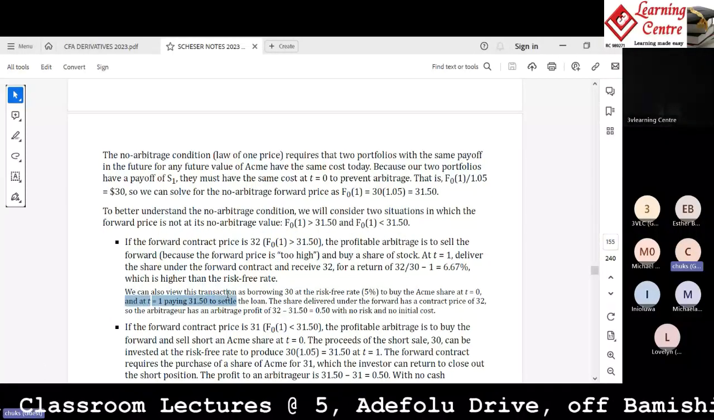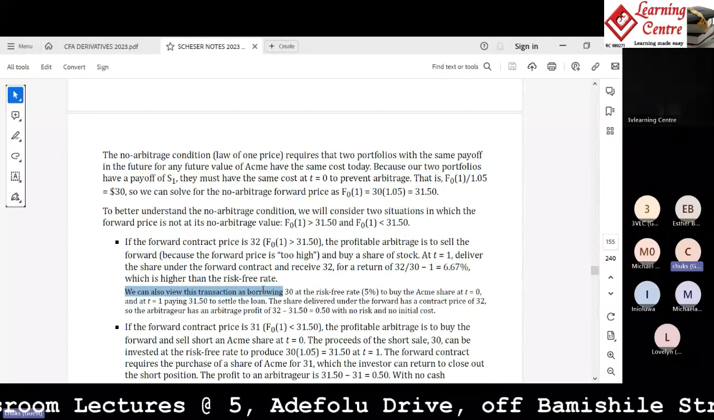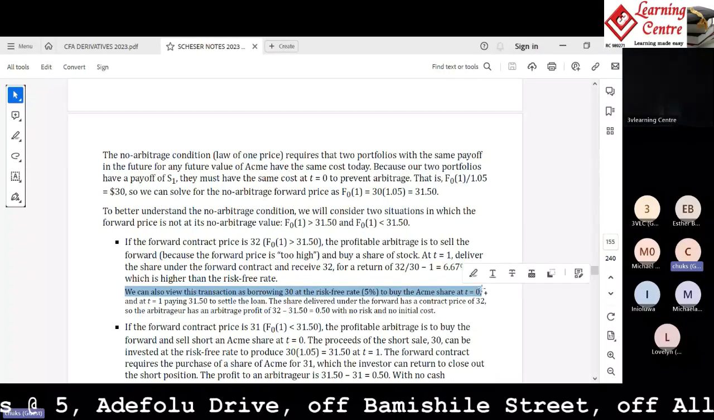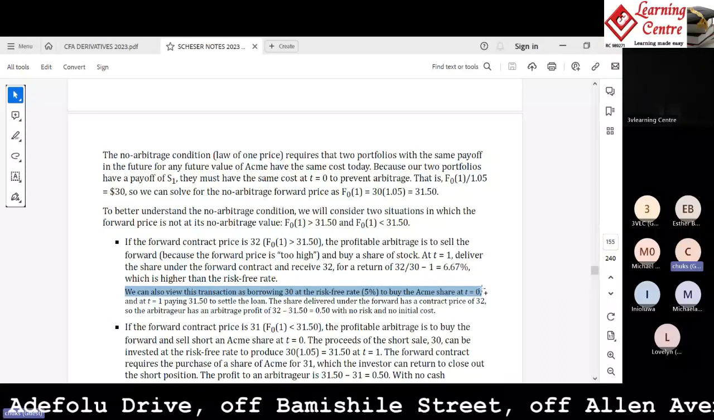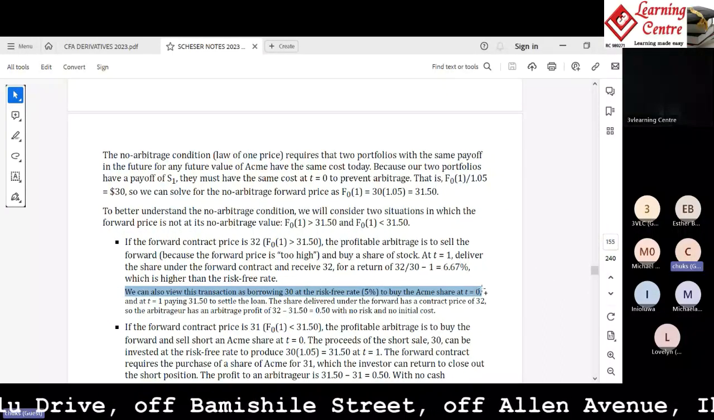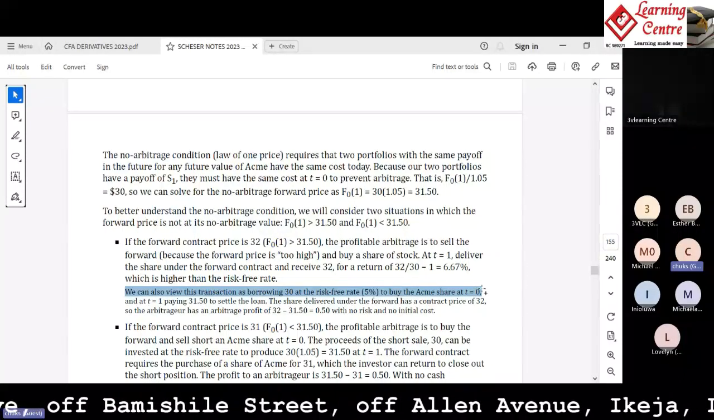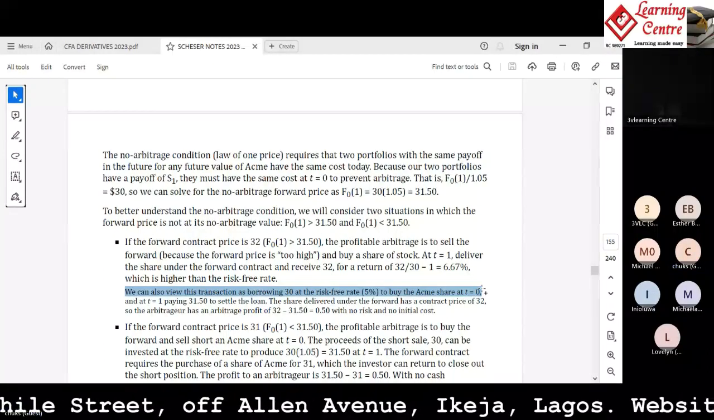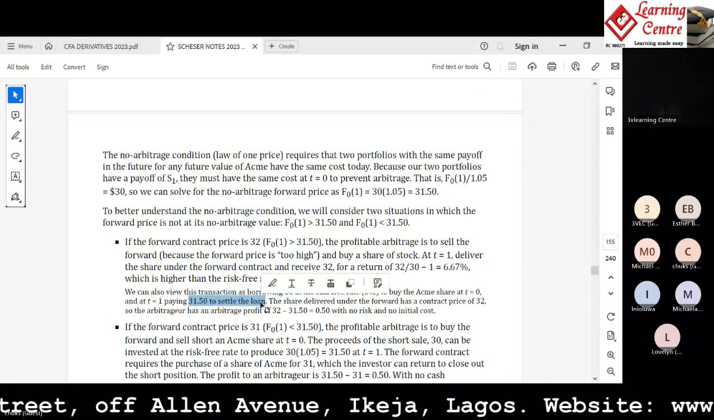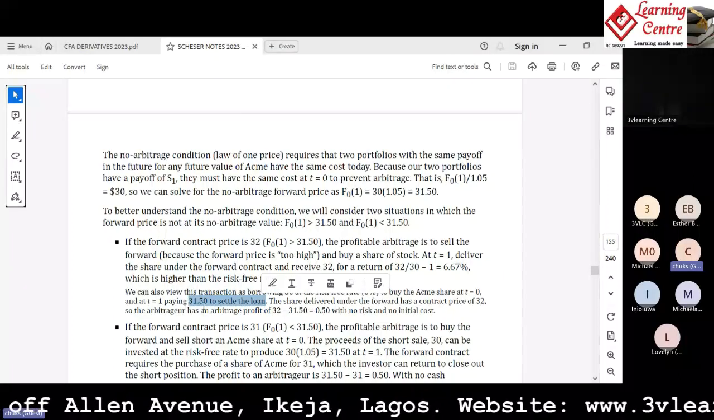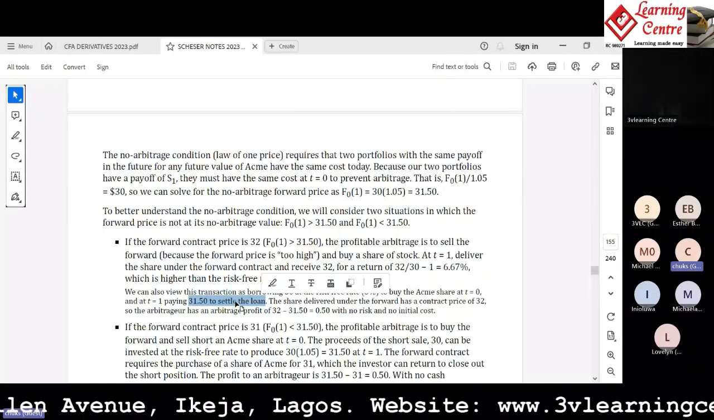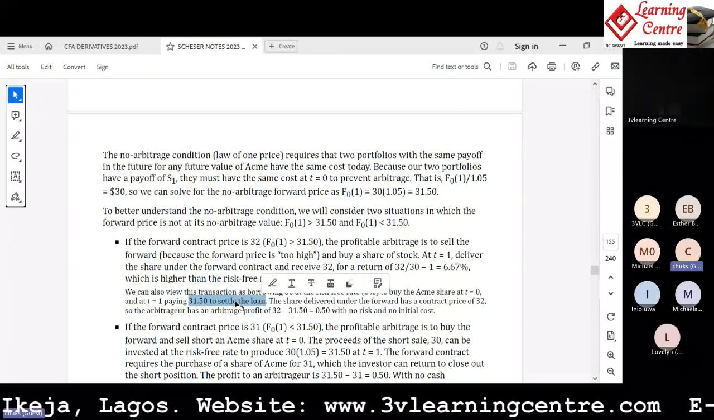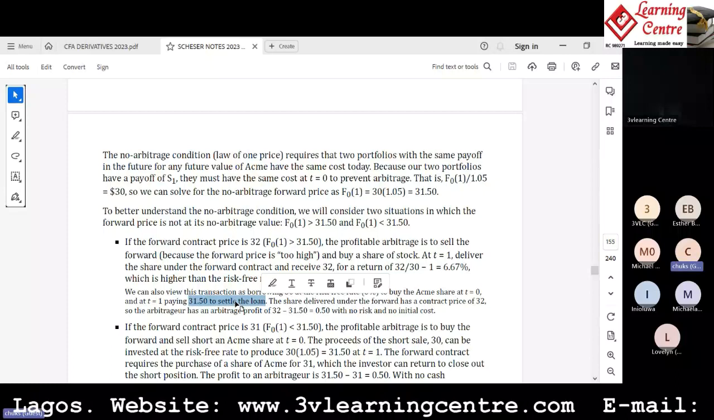So we can also view this transaction as borrowing. You are borrowing $30 at a risk-free rate to buy the share. So today you go to the market and borrow $30, and there's a risk-free rate of 5%. So you invest it at that 5%, and they will give you 31.5 to settle the loan. So while you are paying 31.5, you just collect your 32, which is the forward price, settle the 31.5, and you get 0.5. So let me take that again.